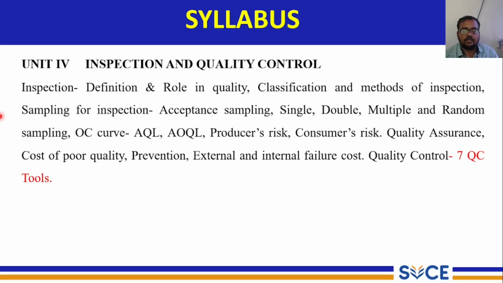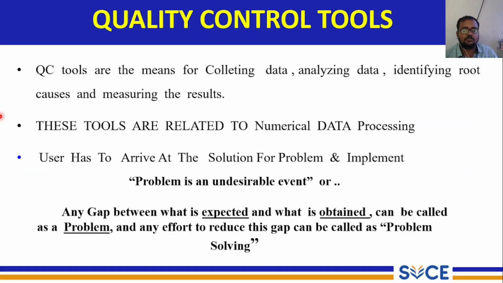We'll see about the quality tools, especially the most sought tools, the 7 traditional tools, which are also called the 7 QC tools. What are QC tools, or quality control tools? What is the need to learn these tools? It is because every industry is focusing on achieving customer satisfaction. So how do you achieve customer satisfaction? It is through delivering the product which meets the customer requirement. So how do you ensure that the product meets the customer requirement?